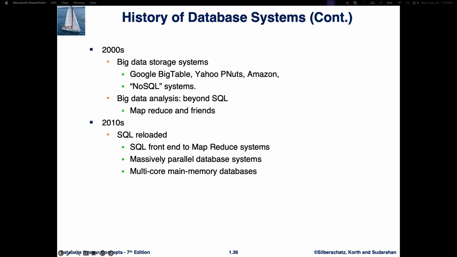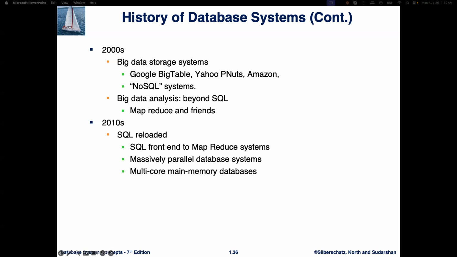In the 2010s, SQL reloaded. Despite the rise of NoSQL, SQL made a comeback as a front end for big data processing. Systems were developed that allowed SQL queries to be executed over big data, in frameworks like MapReduce, combining the familiarity of SQL with the scalability of big data solutions.